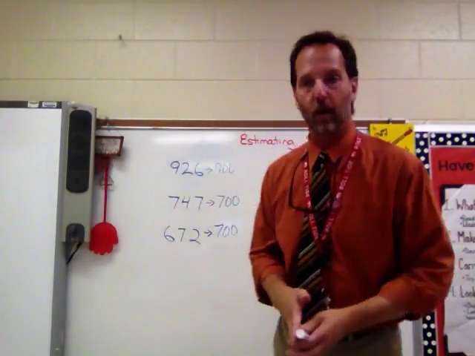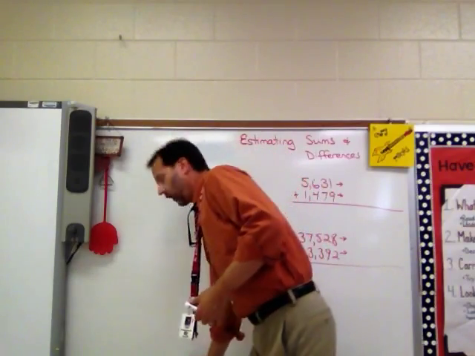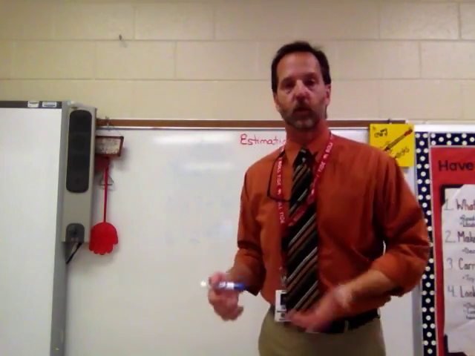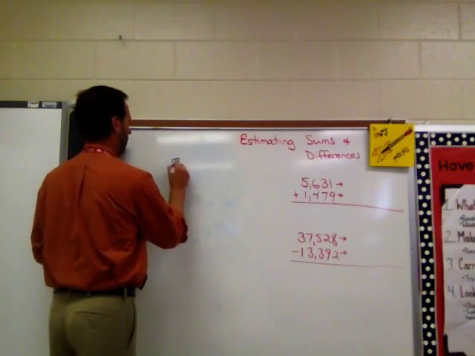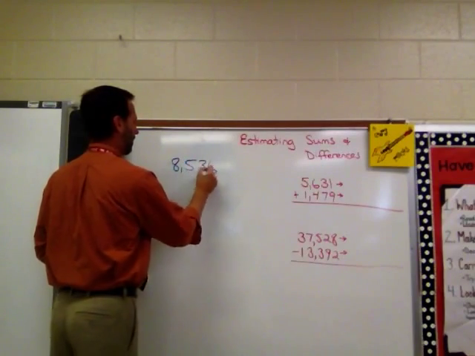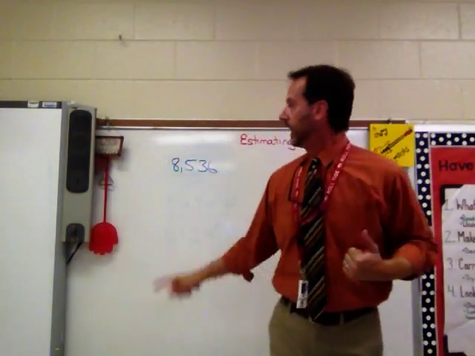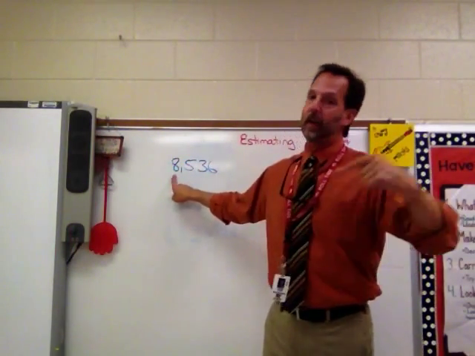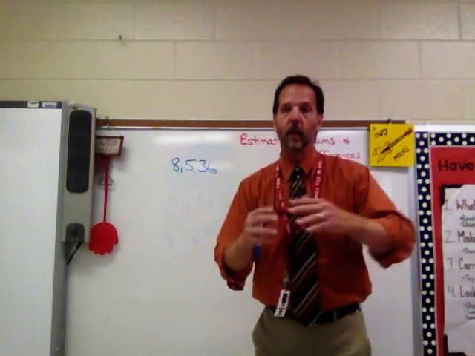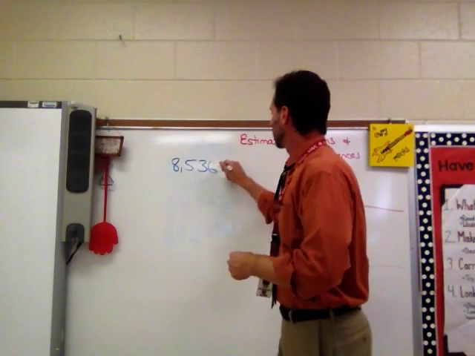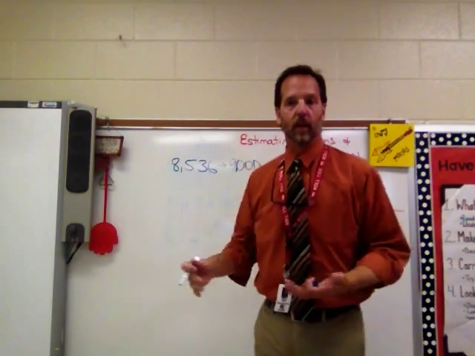Now let's take a look at the nearest 1000. With the nearest 1000, nothing changes except the place you're rounding to. We have now a 4-digit number. We want to identify what's in the thousands place. In this case, it's the 8. So this is either going to be an 8 or it's going to be a 9. And in looking at this number, it's going to be closer to the 9 side. So we're going to make this a 9, and the rest of the numbers change to zeros, and it's going to be 9,000. That would be 9,000.